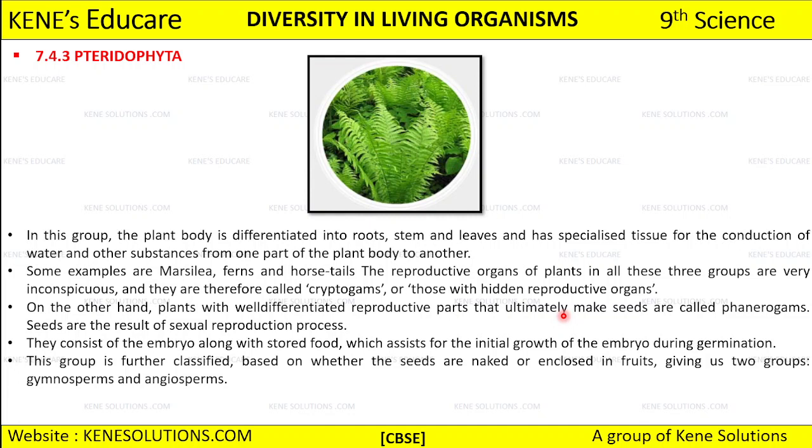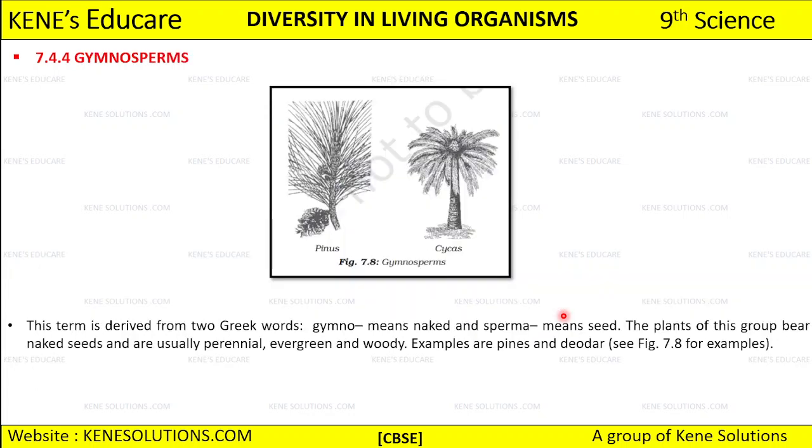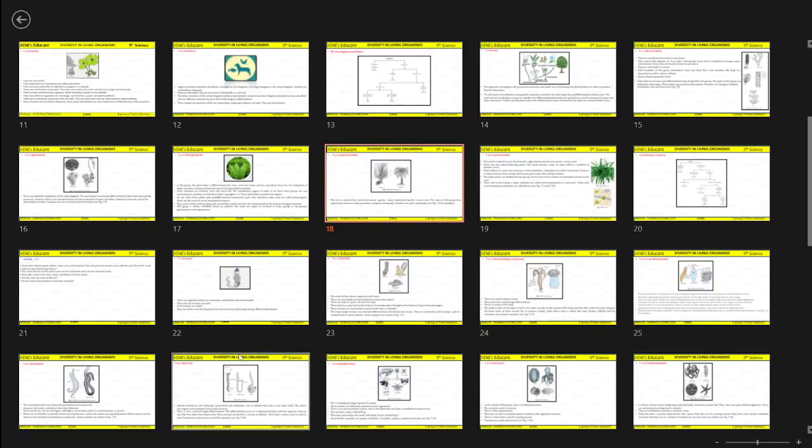Okay, so this group is further classified. Now phanerogams we can further classify. As I told you, seeds are the result of sexual reproduction, right? So we can classify this again into two different groups, depending on whether the seeds are naked or enclosed in fruits. This gives us two groups, that is gymnosperms and angiosperms. Now gymnosperms तो है, that is derived from two Greek words. Gymno means naked and sperm means seeds. Okay, so naked seeds, that is the meaning of gymnosperm. The plants of this gymnospermic group bear naked seeds and they are going to be perennial. Perennial means they are going to be available throughout the year.